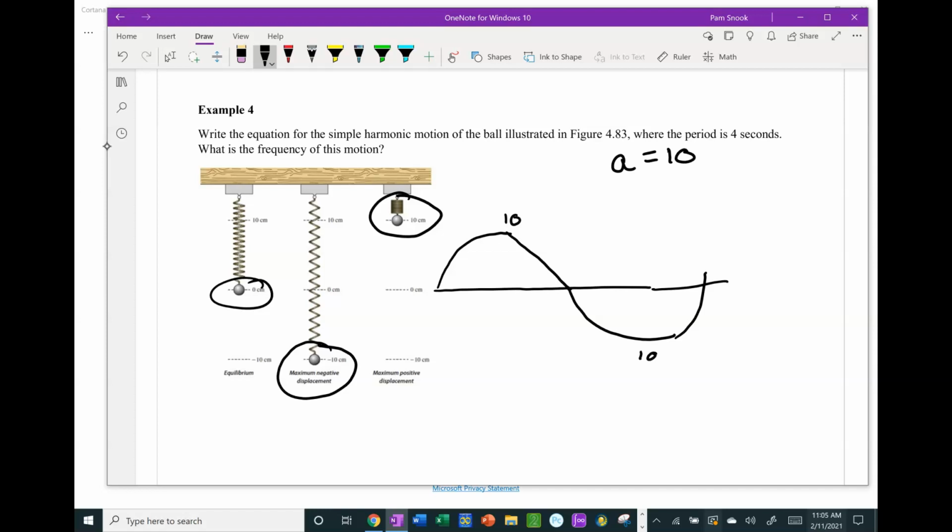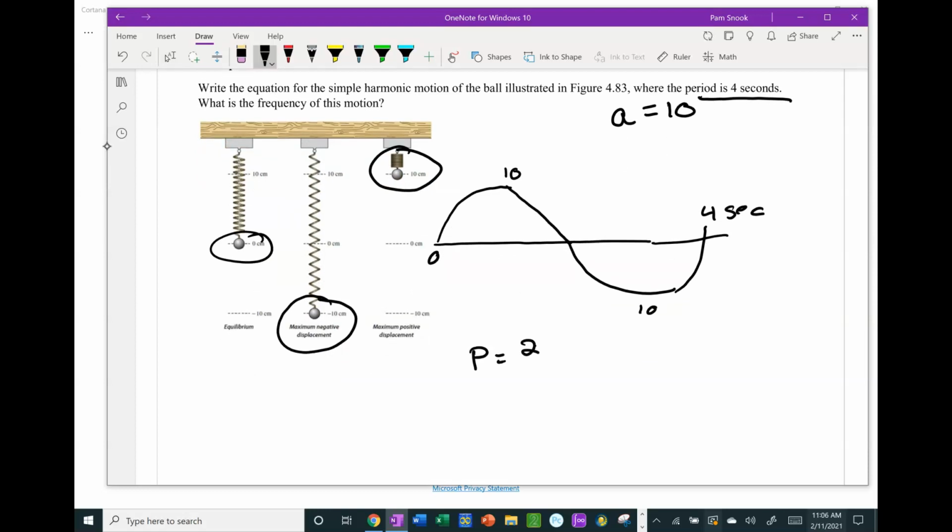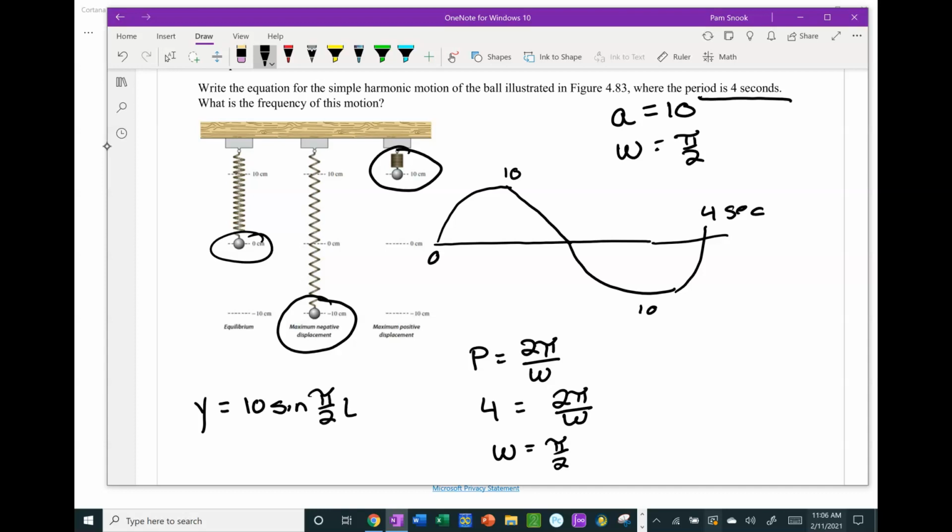The only other thing we need to figure out is omega. And we are told that the period of this motion is 4 seconds. So it takes 4 seconds, starting here, ending at 4 seconds, to do one complete cycle. And just like before when we said period equals 2 pi over b, we're going to use omega now. So period is 2 pi over omega. So 4 is going to equal 2 pi over omega. And just solve for omega, you get pi over 2. So we have our A is 10. We have omega is pi over 2. We're ready to write our equation. So y equals 10 sine of pi over 2 t.